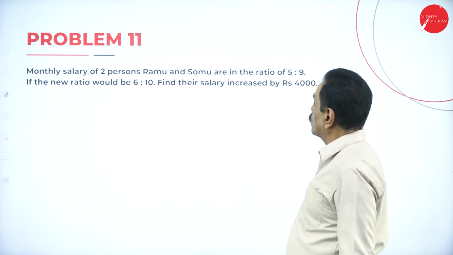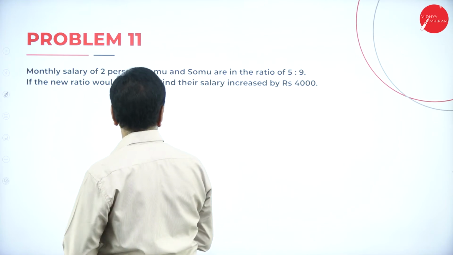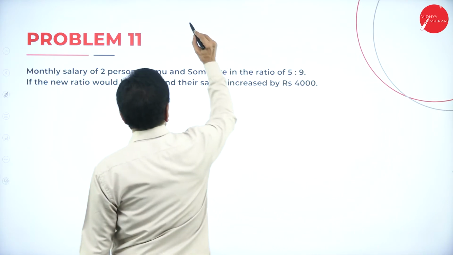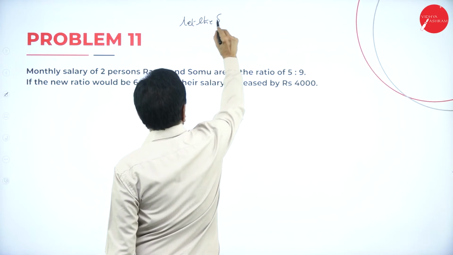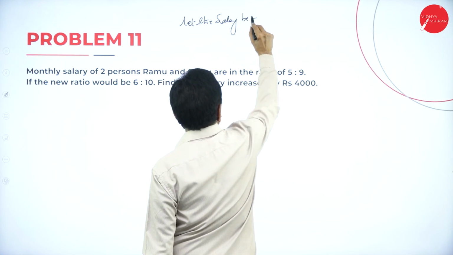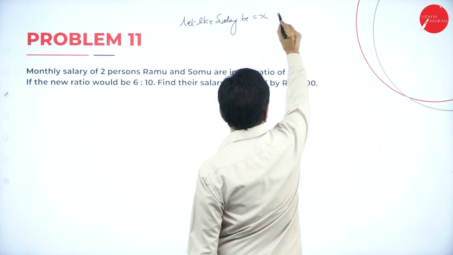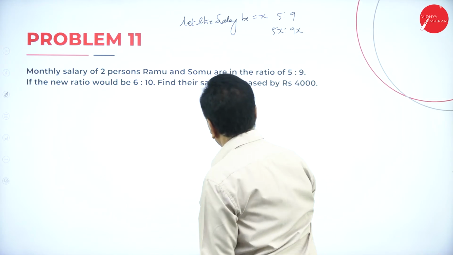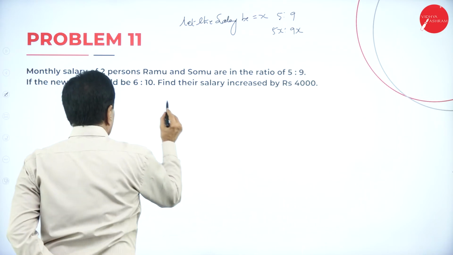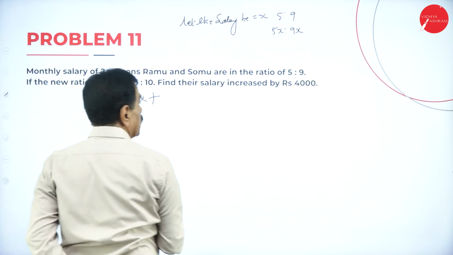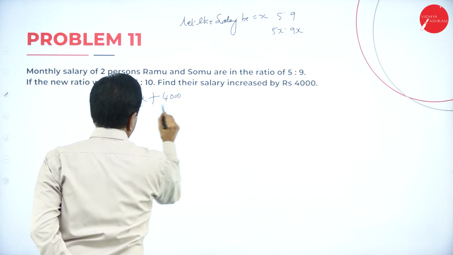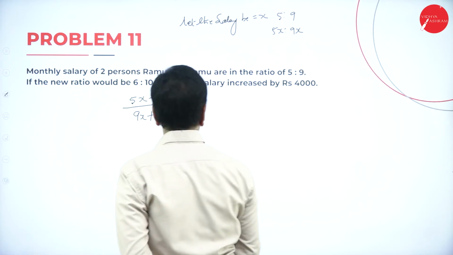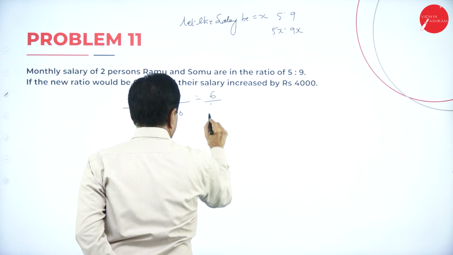Monthly salary of 2 persons, Ramu and Somu, are in the ratio of 5 is to 9. If the new ratio is 6 is to 10, find the salary increased by 4000. Here it is only increased by 4000. Let the salary be x. Ratio 5 is to 9 is nothing but 5x is to 9x. The new ratio is 6 is to 10, increased by 4000. We can write 5x increased by 4000 divided by 9x increased by 4000, they are in the ratio of 6 by 10.